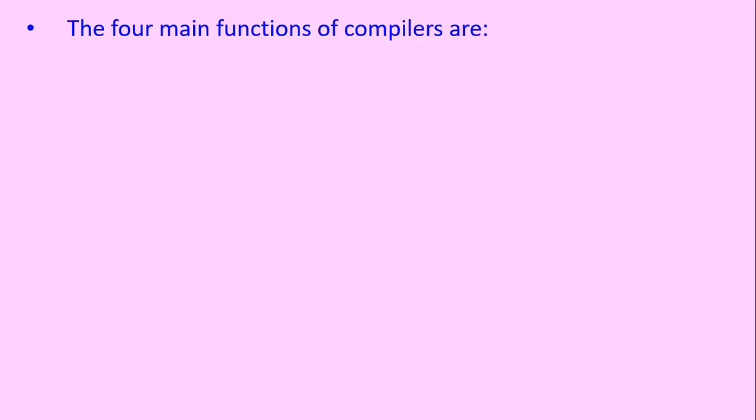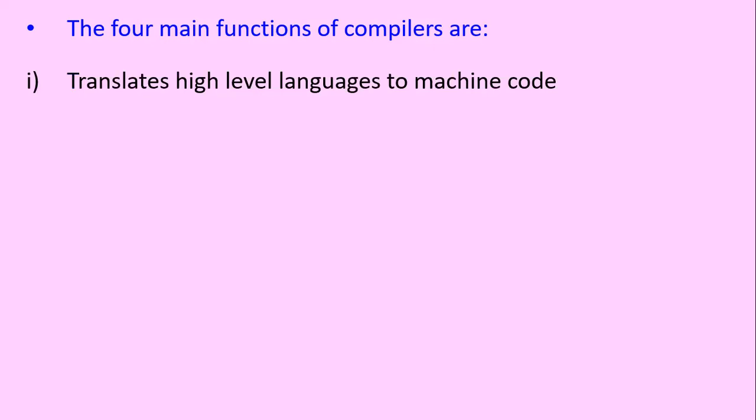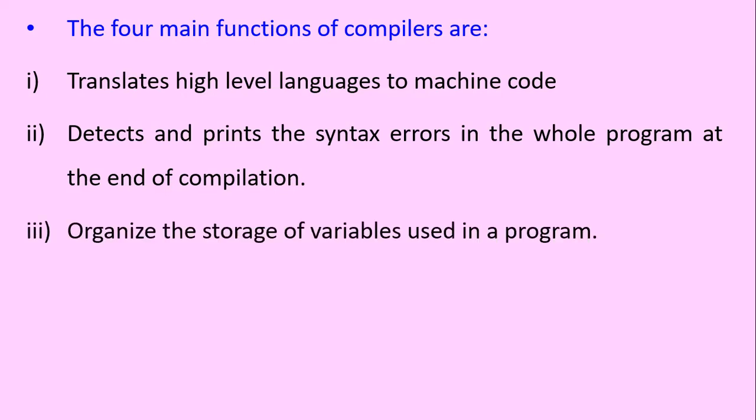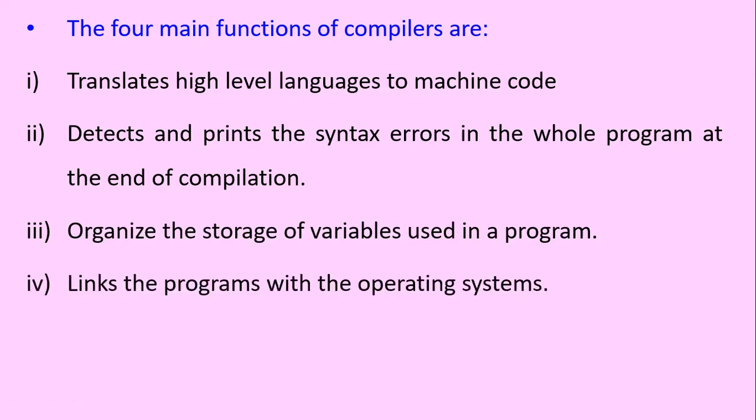The four main functions of compilers, therefore, are: number one, they translate high-level languages to machine code. Number two, they detect and print the syntax errors in the whole program at the end of compilation. Number three, they organize the storage of variables used in a program. Number four, they link the programs with the operating systems.